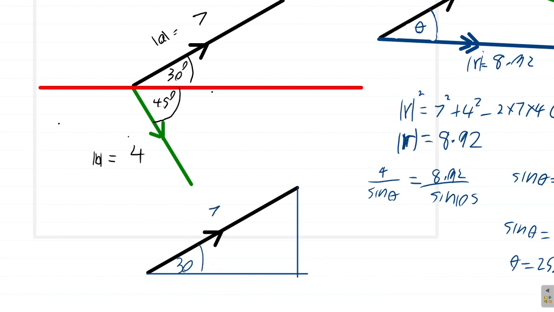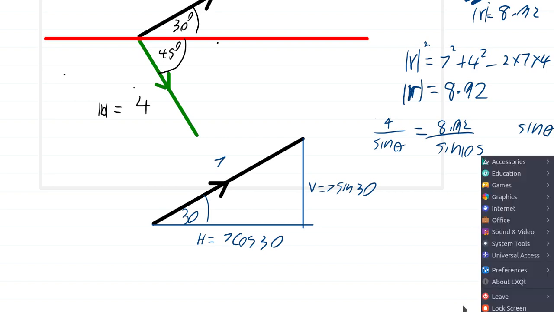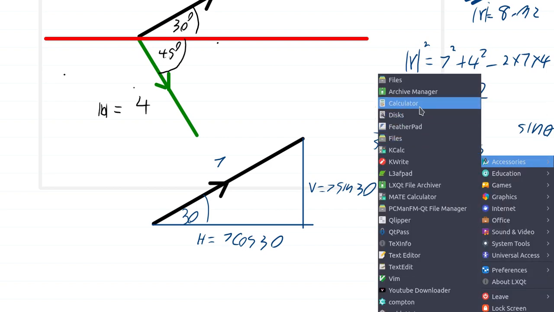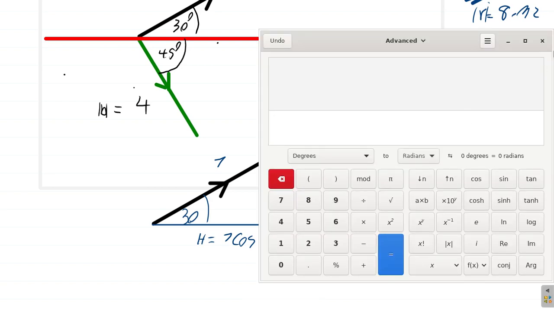Now remember from a previous video, the horizontal is equal to 7 cos 30. The vertical is 7 sin 30. So you see, we don't have to bother dealing with the difficult and complicated sine rule and cosine rule. We just use a trig ratio, which is much easier, right? Less rigorous, less complicated, and easier to remember.